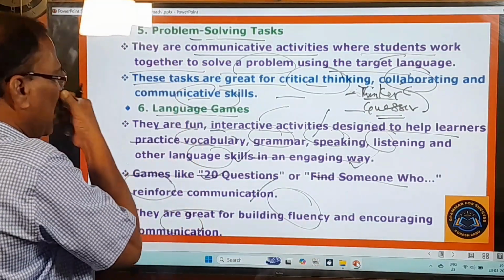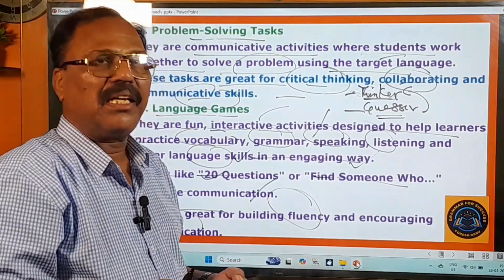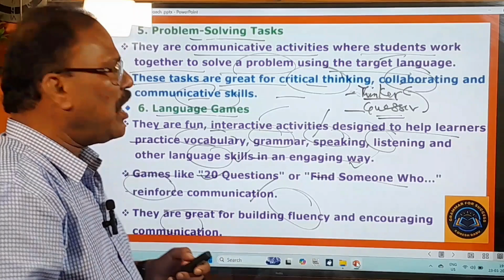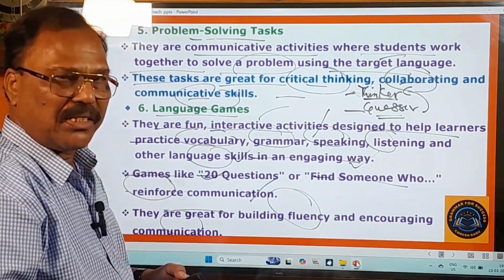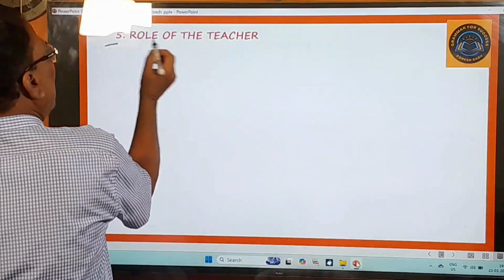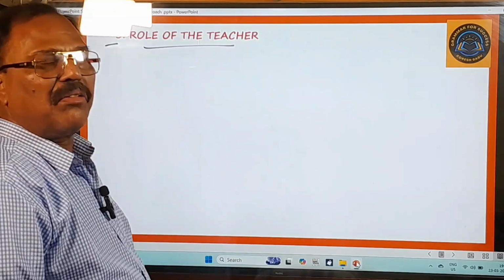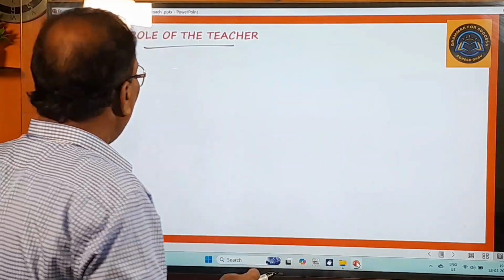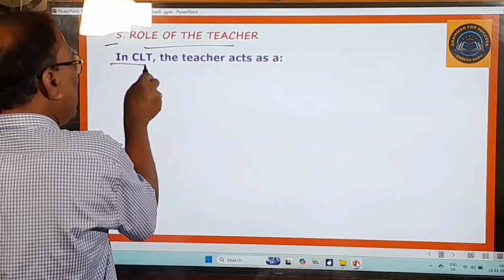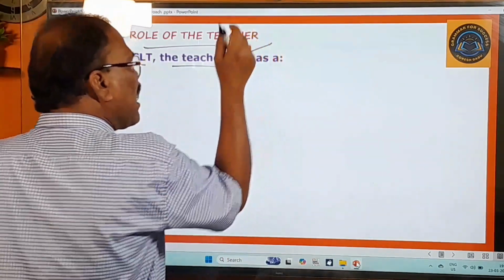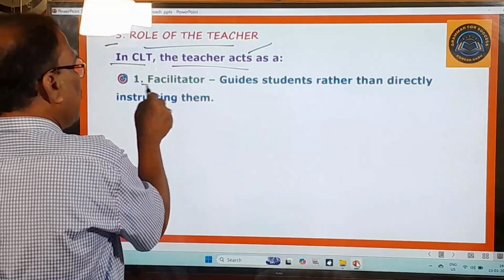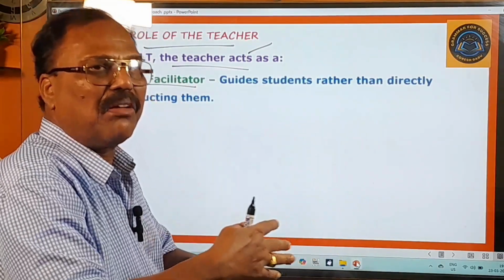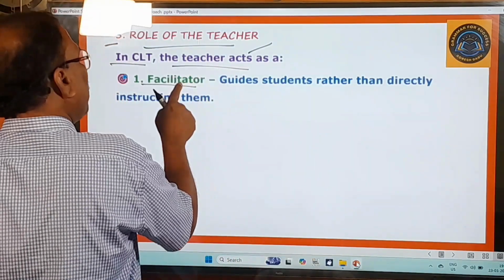So in this way, these are the 6 strategies that can be taken up by the teachers in the CLT classroom. Now let's move on to learn about other things. The 5th aspect is the role of the teacher. What can be the role of the teacher in this CLT classroom? Here you pay attention. In this CLT classroom, the teacher acts as a facilitator. Facilitator means one who guides, one who supports.